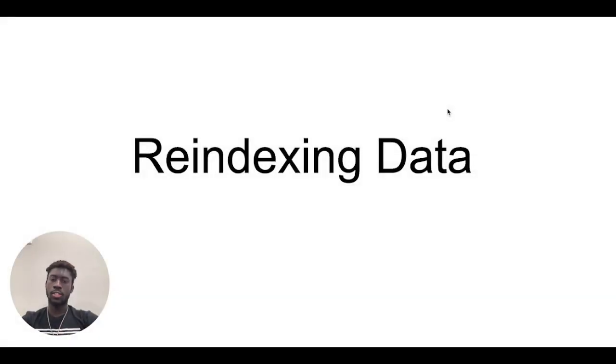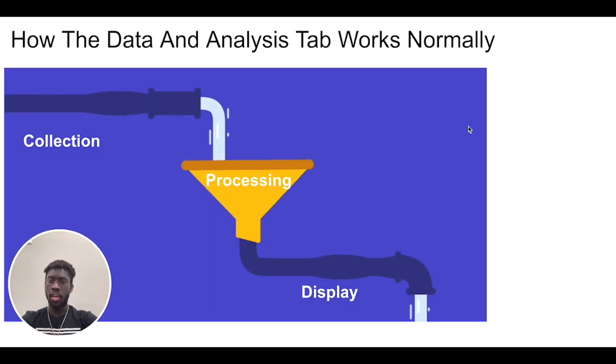If you're still here, let's go over why this works and what reindexing is doing behind the scenes to get the data to show up as expected. So usually what happens when data is collected is that it goes to this processor, and after it gets to this processor, it gets shipped down to the display, and then out in the data analysis tab for us to view as normal in the Qualtrics platform.